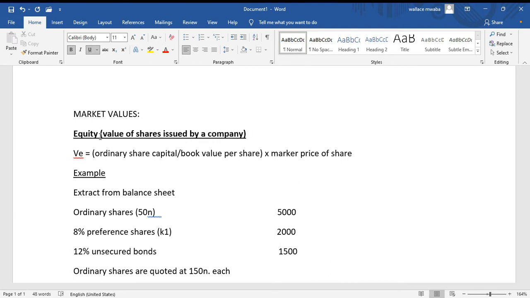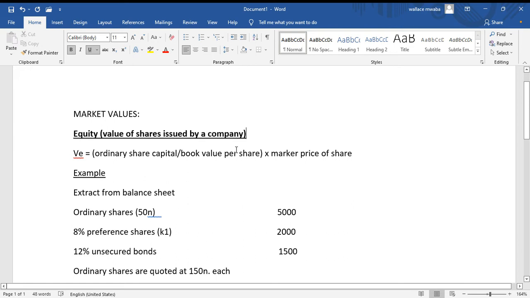Remember, especially public limited companies, they sell shares. And people who buy those shares are called the shareholders. And whenever a shareholder buys a share, they're entitled to a dividend.